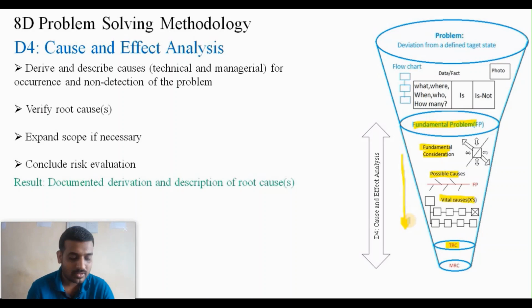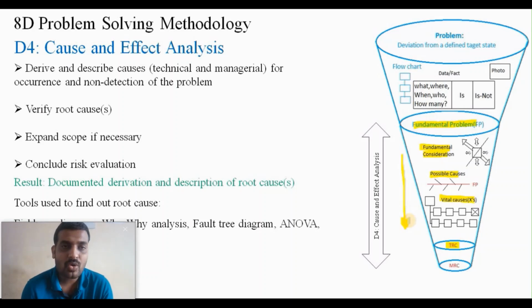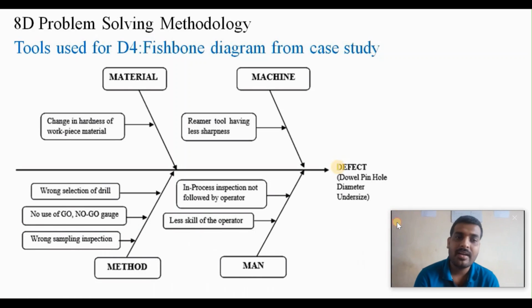Now we will see what tools are available for root cause analysis. Here I have listed a few tools like fishbone diagram, fault tree analysis, ANOVA or JRR, flowchart, FMEA, etc. These tools can be used. Now we will see the fishbone diagram used in the case study. I would like to add a disclaimer again that this fishbone diagram is just for understanding and study purposes. Don't go into the details of these possible causes.